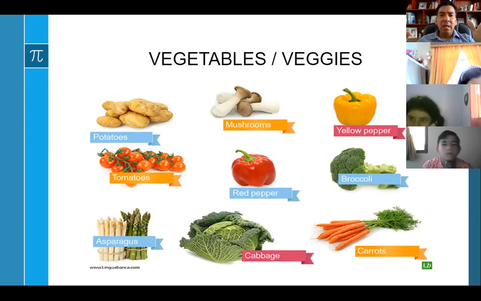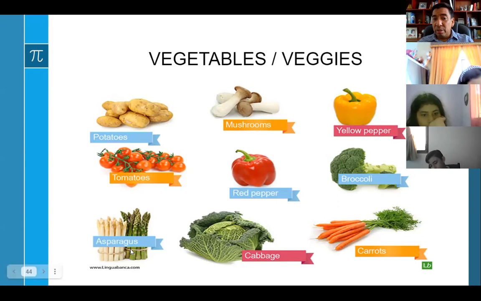Okay? Now, let's check some veggies, all right? First, we have the potatoes. See? We also have the mushrooms. Okay? We have the yellow pepper. You know the peppers, los pimientos. We have the tomatoes. We have the red pepper. We also have the broccoli. We have the asparagus, the cabbage. You know the cabbage, la col, and the carrots. Those are the vegetables or the veggies that we have here in this slide.